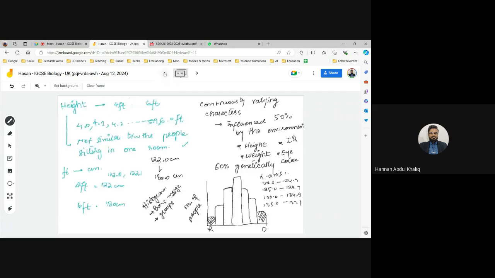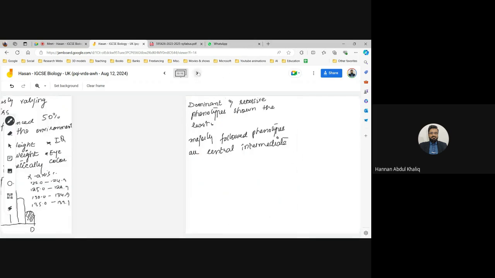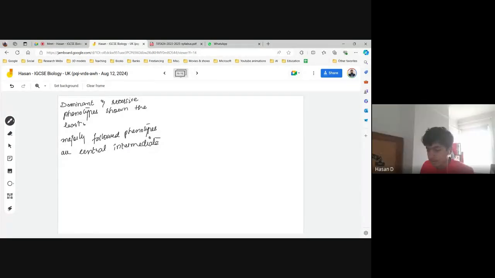This is totally different from the discontinuously varying characters. In them, the recessive and dominant phenotypes were followed mostly, and the intermediate phenotypes were followed less. So it is totally opposite. You can write this as a difference as well. Is that clear? Yes.